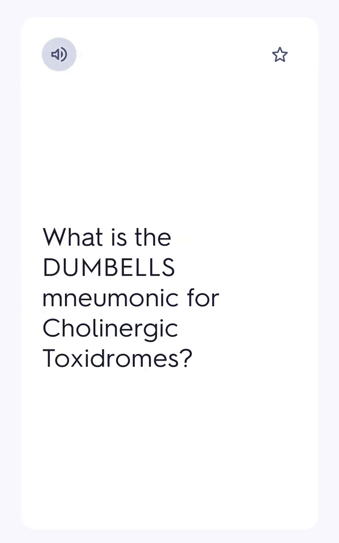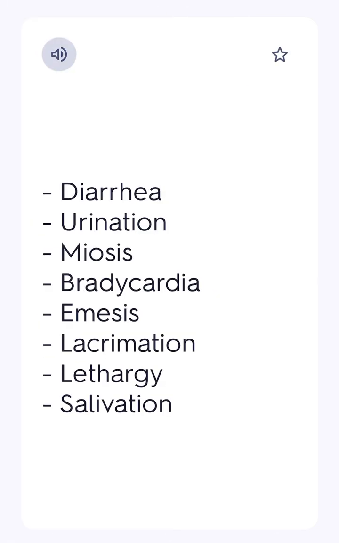What is the DUMBELS mnemonic for cholinergic toxidromes? Diarrhea, urination, miosis, bradycardia, emesis, lacrimation, lethargy, salivation.